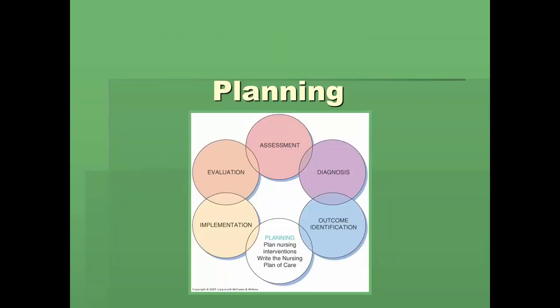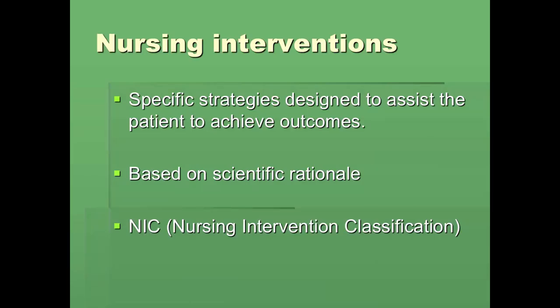So we've assessed, we've gathered data, and we've come up with a problem statement. And based on that problem statement or diagnosis, we've set a goal or identified an outcome for where we want that patient to be. So the next piece is the planning phase, the 4th phase of the nursing process, where we plan our interventions. Nursing interventions are specific strategies designed to help the patient achieve outcome goals. So every intervention that we do as a nurse should directly relate to an outcome goal.